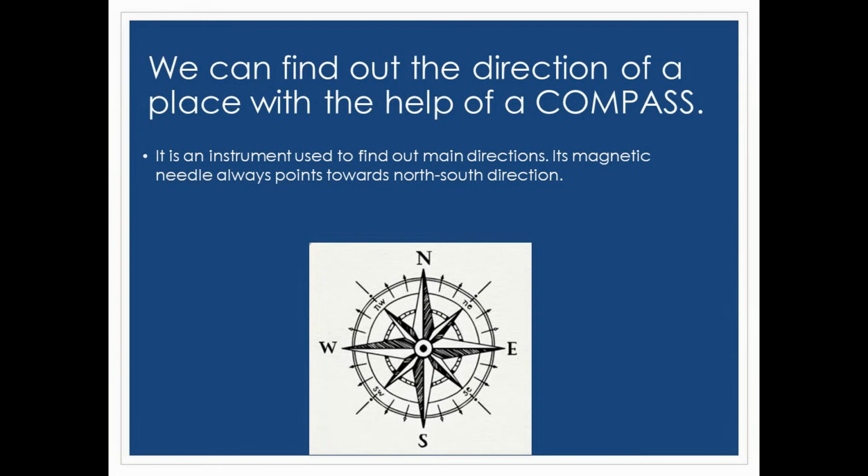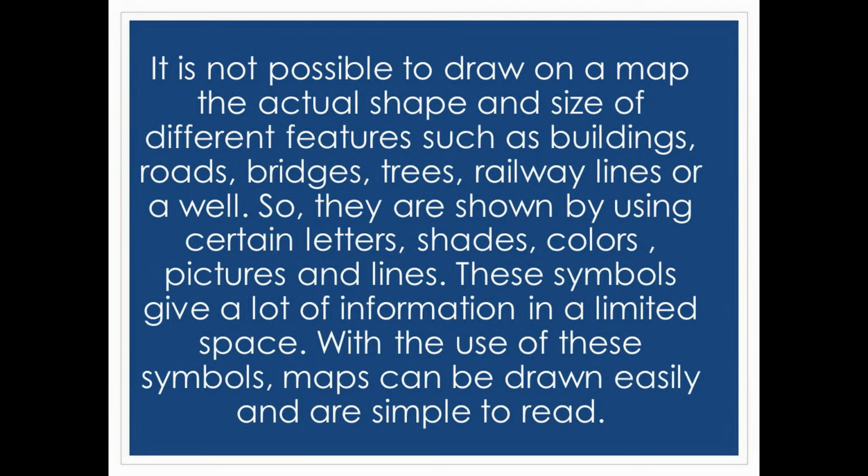Third component, symbols. It is not possible to draw on a map the actual shape and size of different features such as buildings, roads, bridges, trees, railway lines, or a well. So they are shown by using certain letters, shades, colors, pictures, and lines. These symbols give a lot of information in a limited space. With the use of these symbols, maps can be drawn easily and are simple to read.